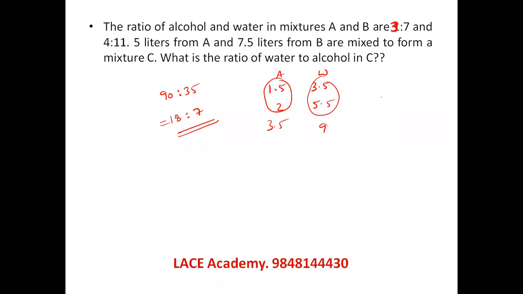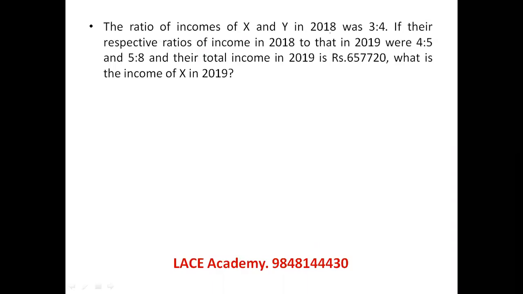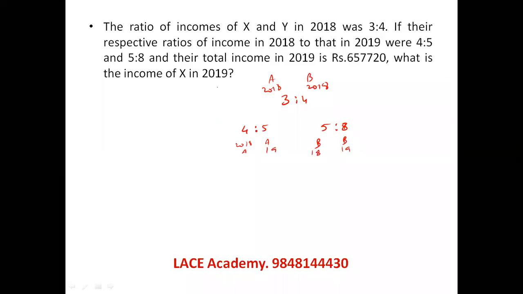Let's see the next one. The ratio of incomes of A and B in 2018 is 3:4. The ratio of income of A in 2018 to 2019 is 4:5, and for B, 2018 to 2019, it is 5:8. So A 2018 and B 2018 are in the ratio 3:4. To balance all these ratios, the ratio should be maintained for A 2018 and B 2018. But here, instead of 3 parts, it is 4 parts. Here, instead of 4 parts, it is 3 parts.